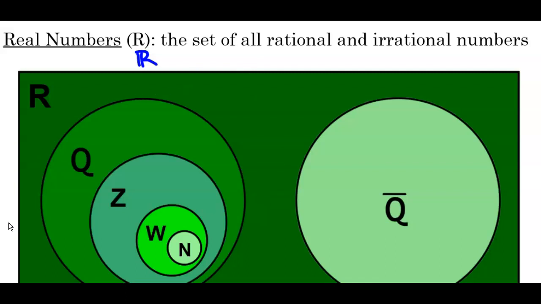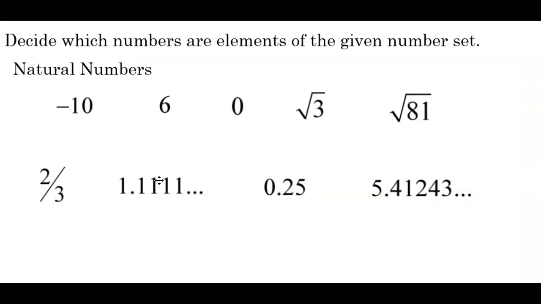So now let's look at a few examples. Okay, so we're going to look at the same set of numbers and decide which numbers are elements of the given number set. Okay, so we're going to start with the natural numbers. So which of these are natural numbers? Well, -10, that is not. 6 is a natural number. 0 is not. The square root of 3, not a natural number. Square root of 81, that's 9. 9 is a natural number.